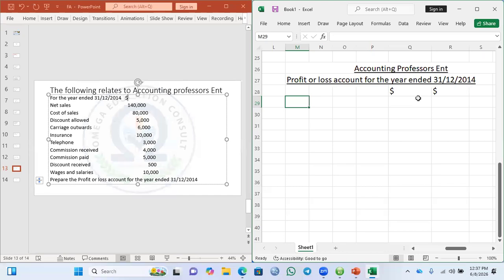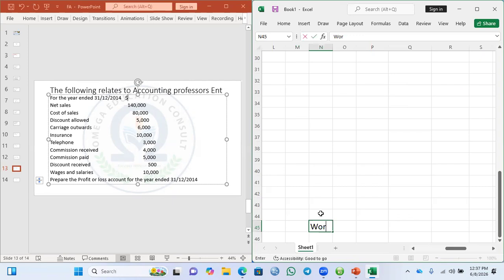Okay, so professors, you know that for your profit or loss account, you need your gross profit or gross loss first. But you don't have that in the question. So you go down and do what we call workings. You go and work the gross profit out. And here, you don't need to prepare a trading account before you can get it. You can simply say the gross profit is equal to net sales minus cost of sales.